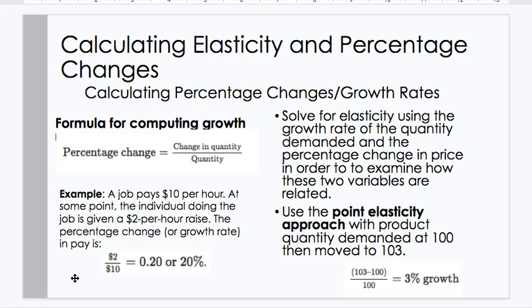Solve for elasticity using the growth rate of the quantity demanded and the percentage change in price in order to examine how these two variables are related. Use the point elasticity approach with product quantity demanded at 100 and then move to 103. So 103 minus 100 over 100, that's a 3% growth.